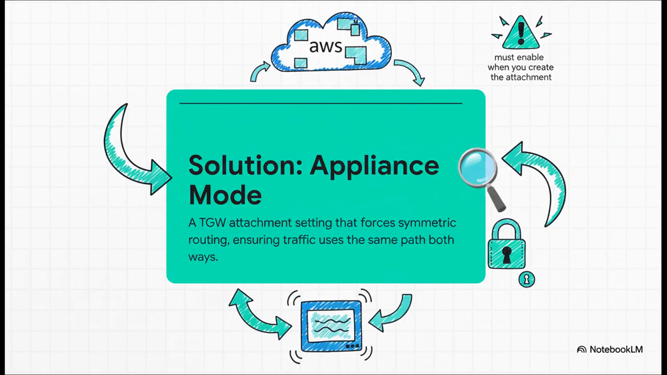Well, AWS gave us a purpose-built solution, and it's called Appliance mode. When you flip this switch on the VPC attachment where your firewall lives, you're basically telling the transit gateway, hey, listen up. For any traffic that comes through this attachment, I need you to make absolutely sure the return traffic goes back out the exact same way. It just locks the path in place. But, and this is a huge but, you have to enable this when you create the attachment. You cannot go back and change it later.